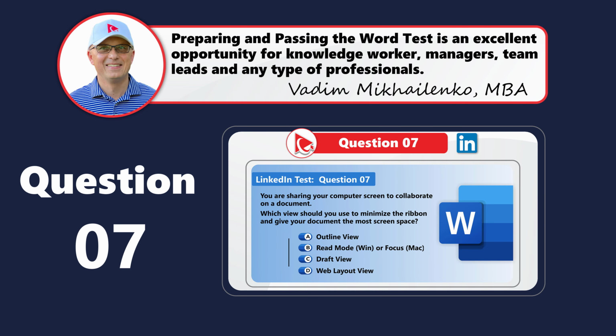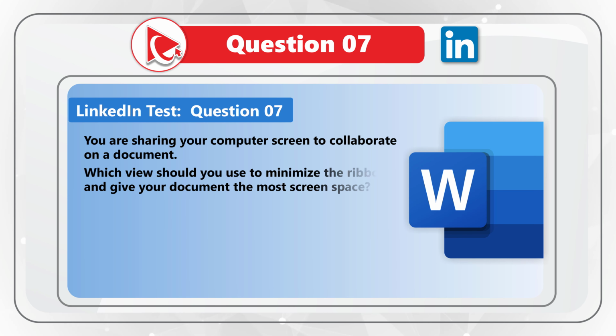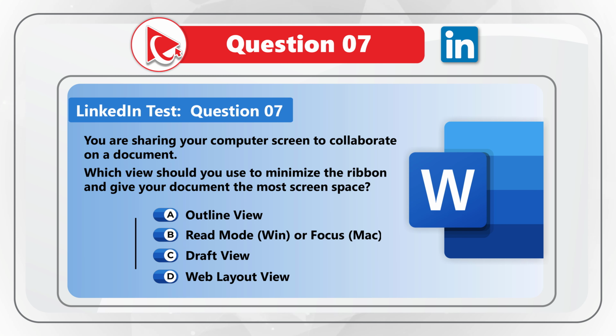Let's look at question 7. You are sharing your computer screen to collaborate on a document. Which view should you use to minimize the ribbon and give your document the most screen space? And you have 4 different choices. Choice A, Outline View. Choice B, Read Mode on Windows or Focus Mode on Mac. Choice C, Draft View. And choice D, Web Layout View. Take a close look to see if you can come up with the answer.